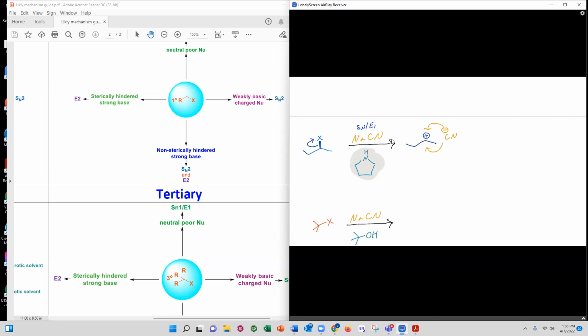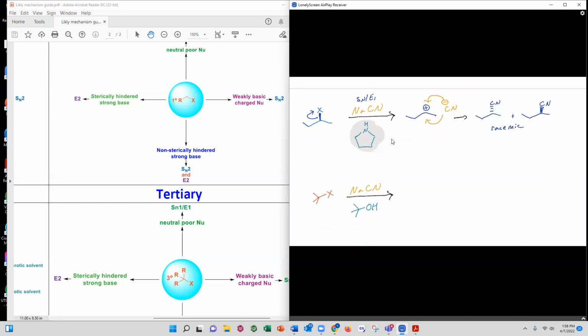I'm not showing this happening, attacking top and bottom at the same time. I'm just showing that these are two options. And so what I'm going to get for this particular reaction, whereas in the SN2 reaction, I only formed one enantiomer, here I'm going to form both enantiomers. And so we're going to say the mixture is racemic. All right, that's the SN1 approach. So now we're going to look at the E1 approach.